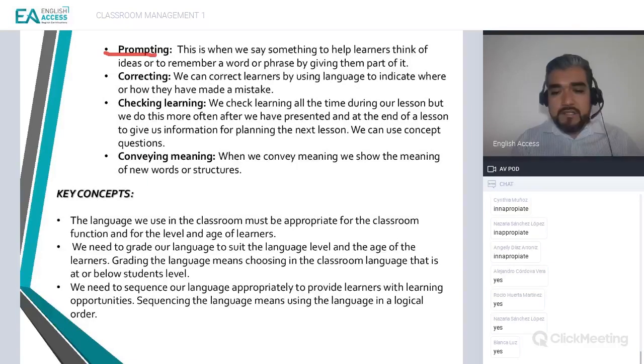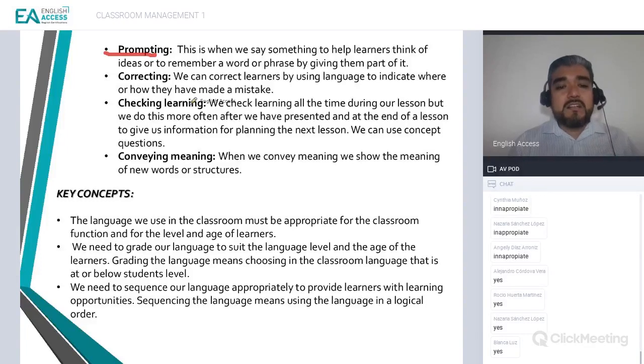Another function that we use in the classroom as teachers is correcting students. We can correct learners by using the language to indicate where or how they have made a mistake. There are many ways to correct students. In a little bit, we're going to talk about different strategies, different techniques that we can use to correct our students. Don't worry, we're going to talk about that in depth.